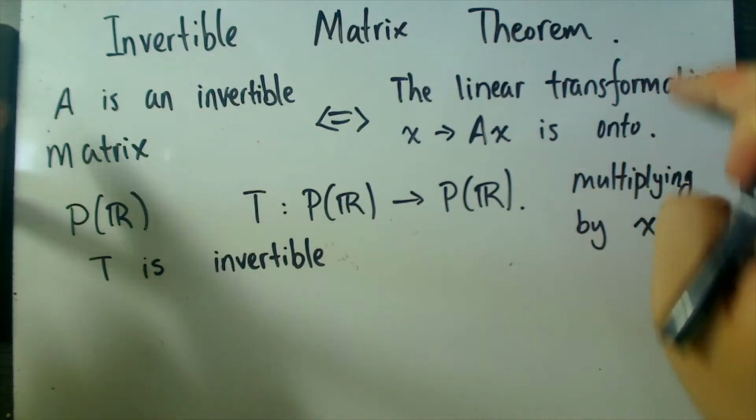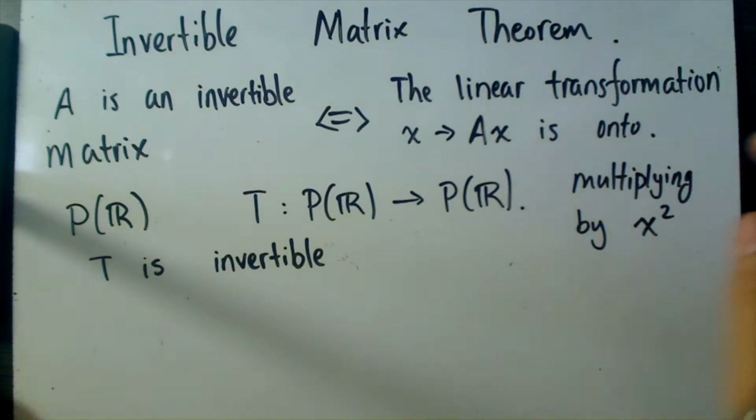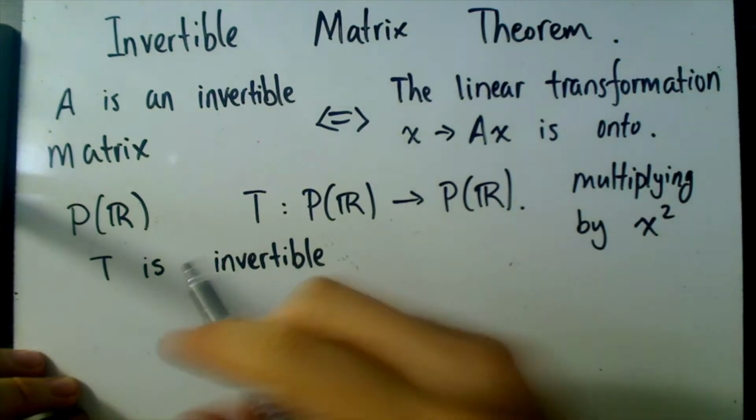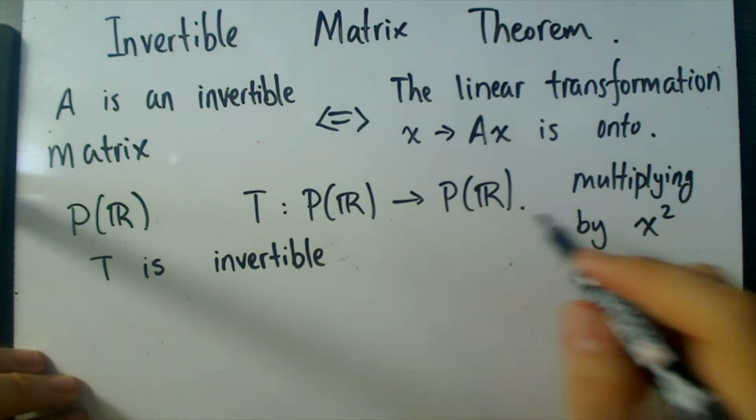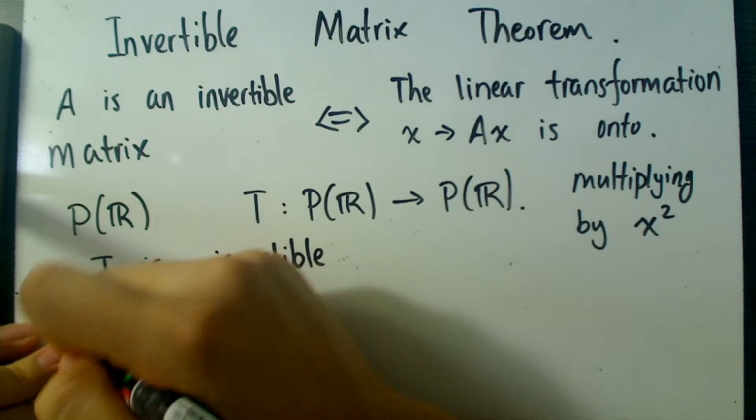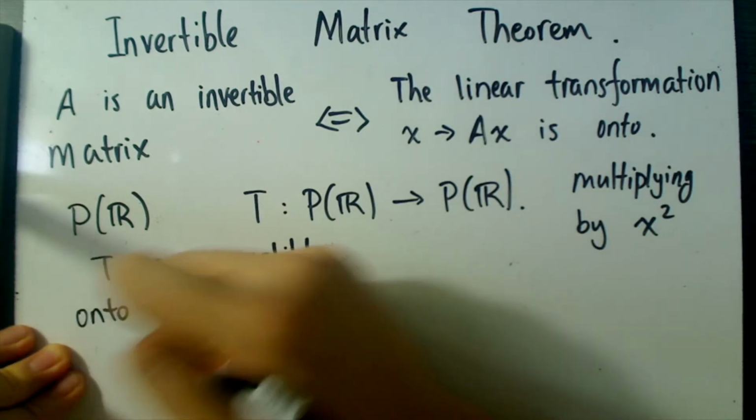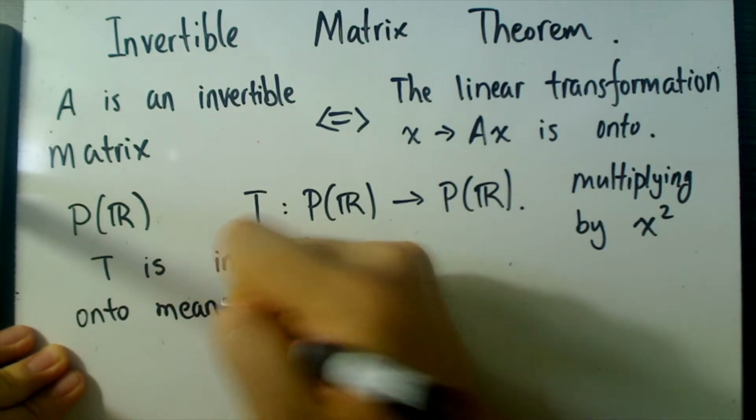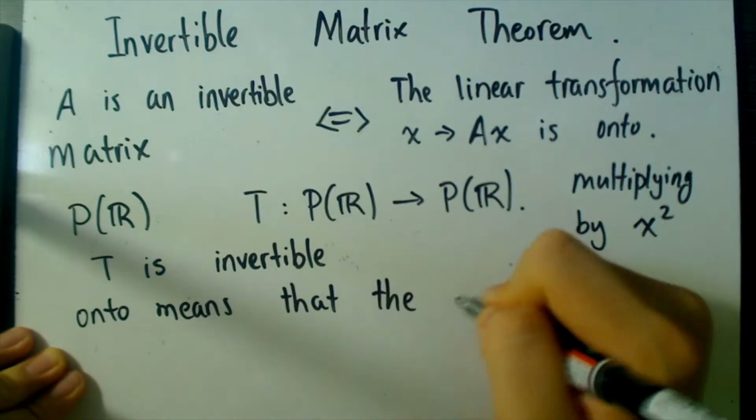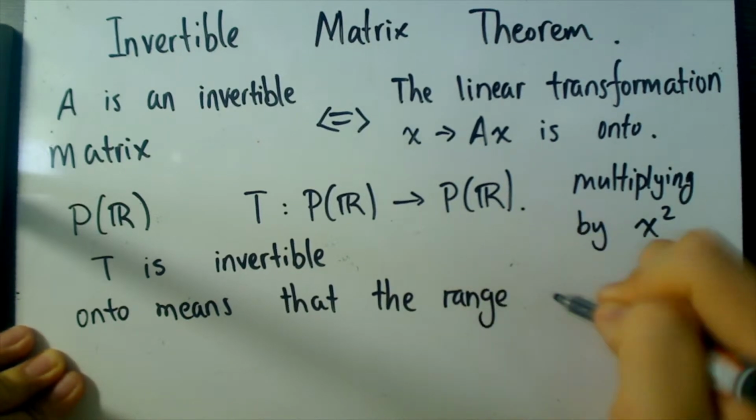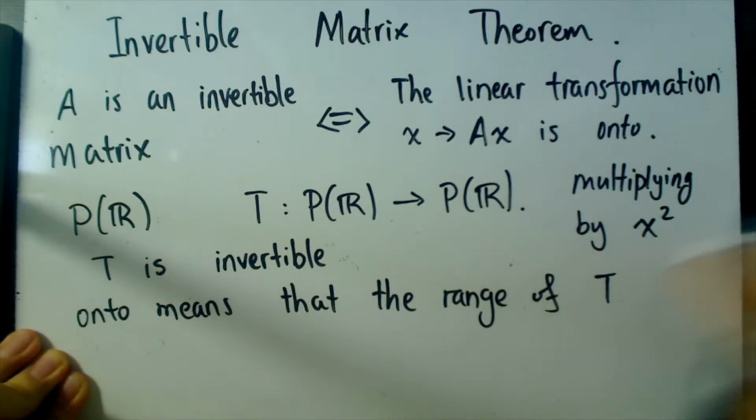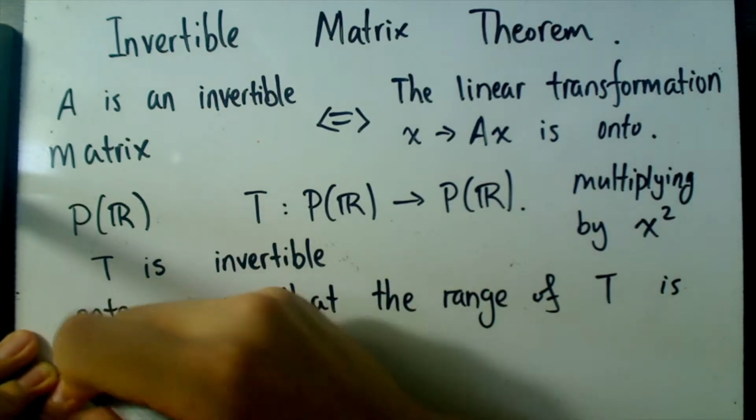So according to the invertible matrix theorem, the mapping should be onto, but in fact it isn't. Onto means that the range of T is the entire space.